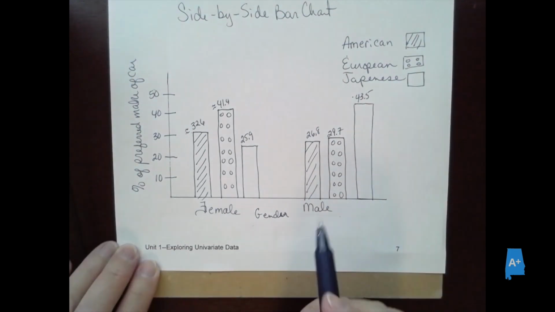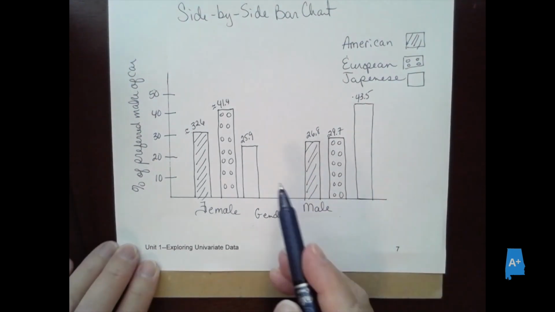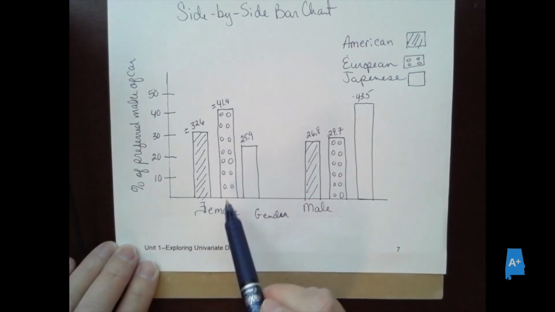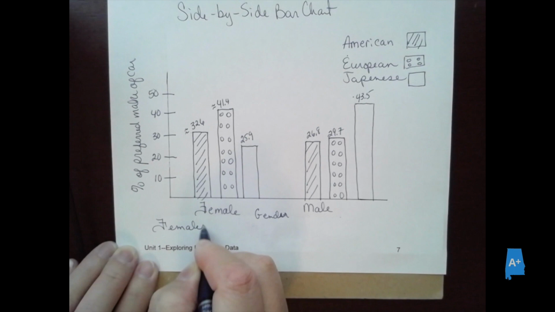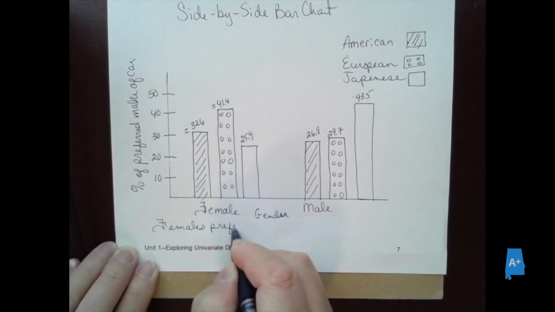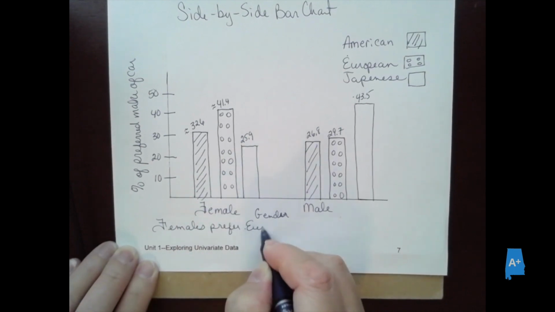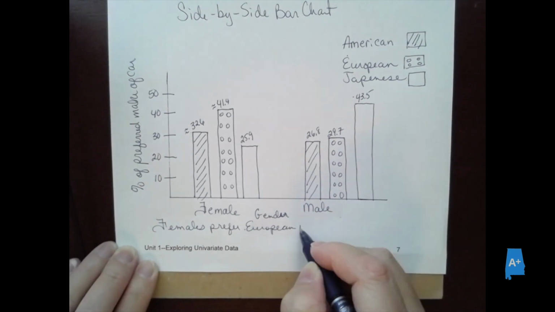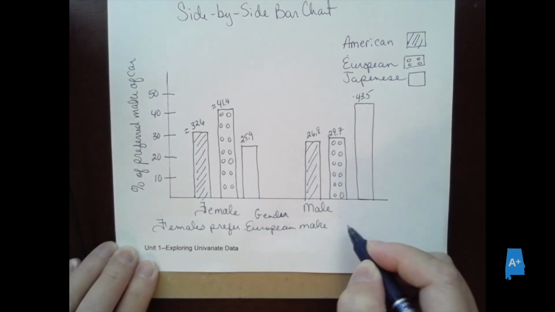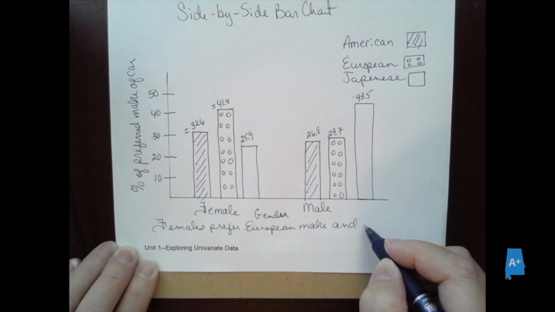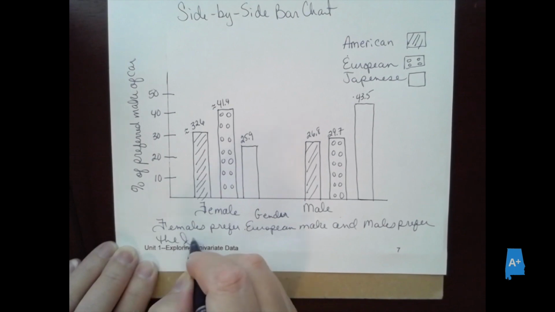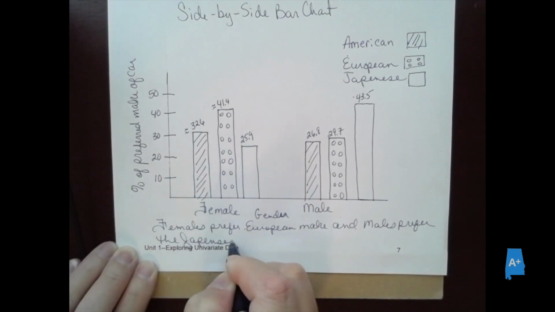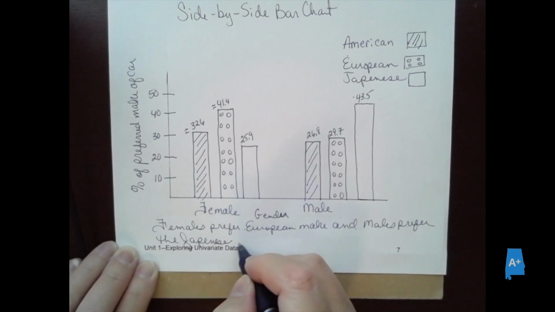So it looks to me like the females prefer the European. See the circles? Looks like females prefer the European make, and the males prefer the Japanese make. Well, if I could spell Japanese, it'd be good.